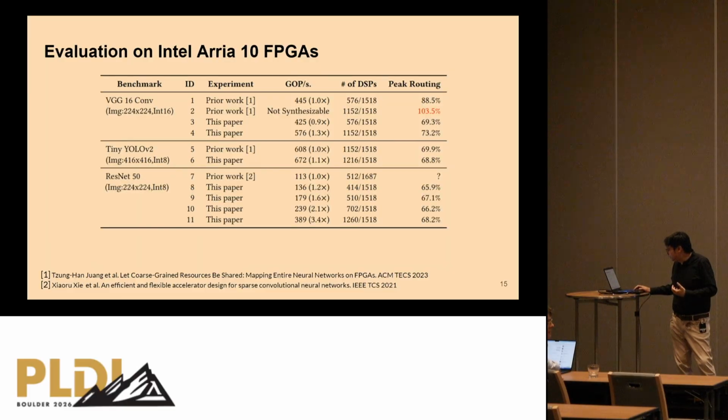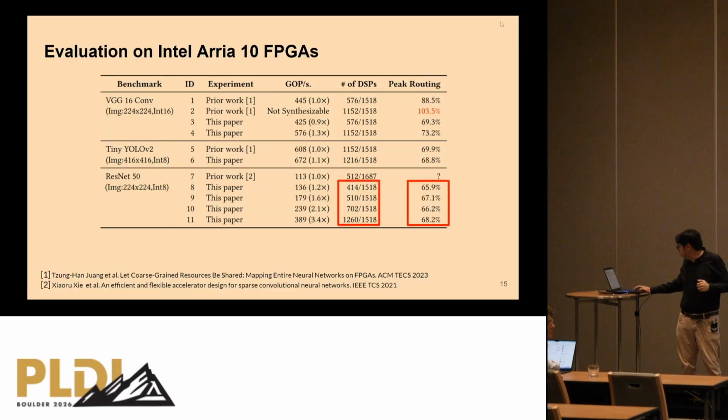And the next one is ResNet 50. This is a large example we have, and we compare against a prior work. We just want to show that we can perform better than somebody who also uses Arria 10. And you can see if we use a different number of DSPs, the maximum routing is not changed too much. So it means our approach is scalable.